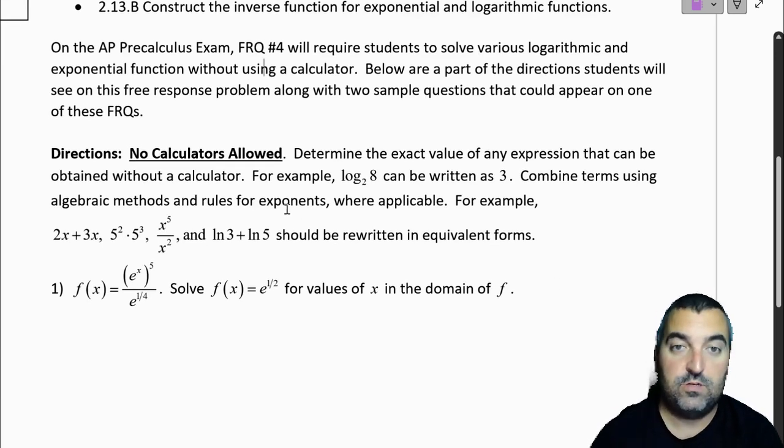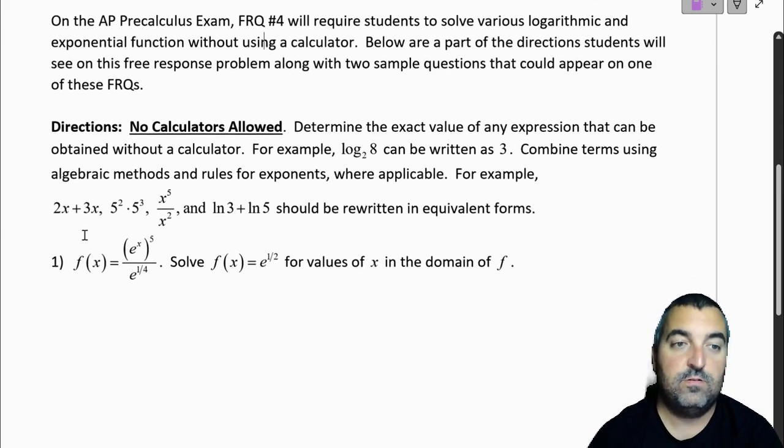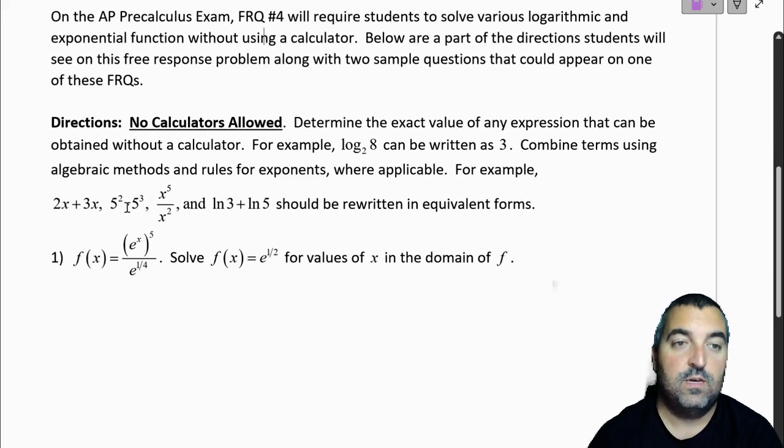AP style question. So directions, no calculators allowed. Determine the exact value of any expression that can be obtained without a calculator. For example, log base 2 of 8 can be written as 3. Combine terms using algebraic methods and rules for exponents where applicable. For example, 2x plus 3x, 5 squared times 5 to the third, x to the fifth over x squared, and natural log of 3 plus natural log of 5 should be rewritten in equivalent form. So you have to always simplify, is what this is basically saying.